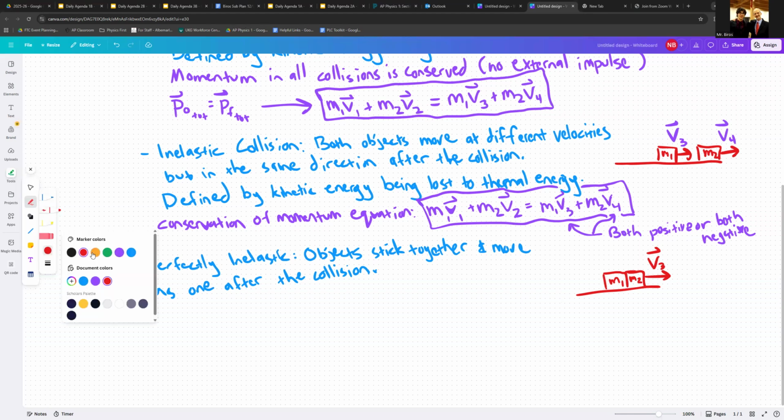Okay. We could also note with kinetic energy, because we've been talking about that the whole time, this is the most kinetic energy is lost.